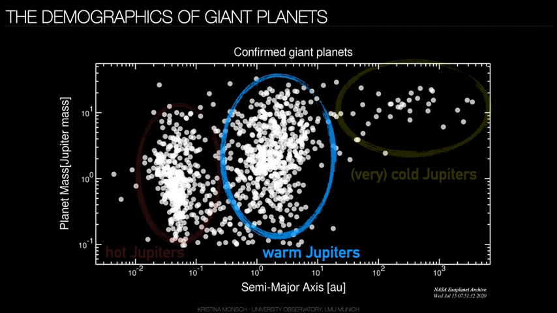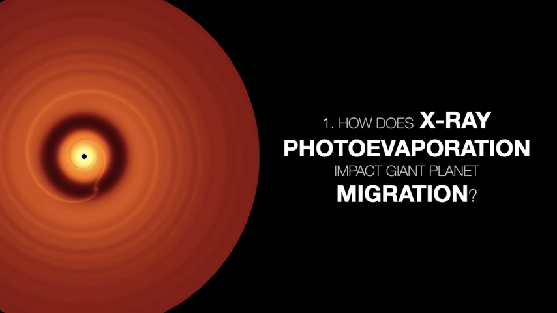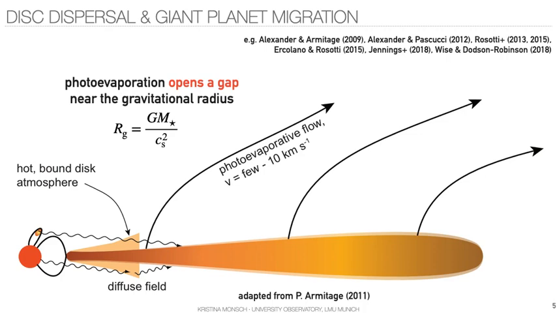During this talk, however, I'm only going to focus on the evolution of warm Jupiters and what sets their final parking location. It was suggested a few years ago that disk dispersal via EUV and especially X-ray photoevaporation can reproduce the observed pileup of giant planets at around 1 AU. So the first question I want to answer in my talk is: how does X-ray photoevaporation impact giant planet migration?